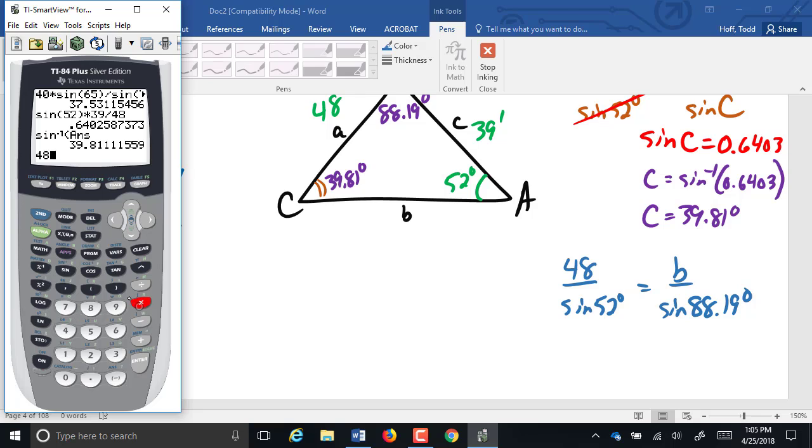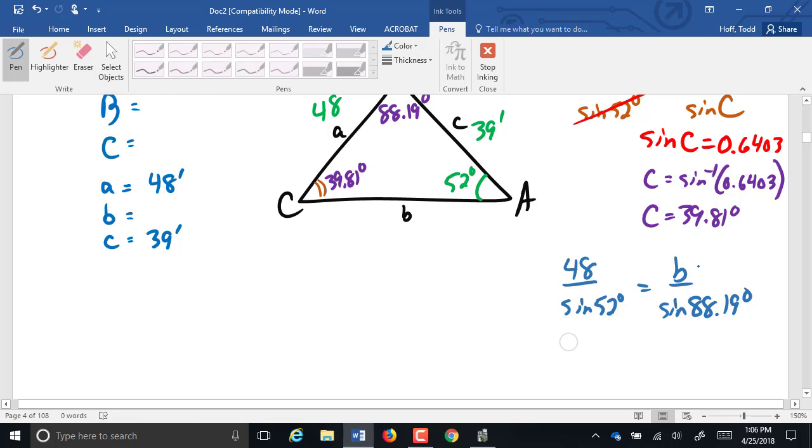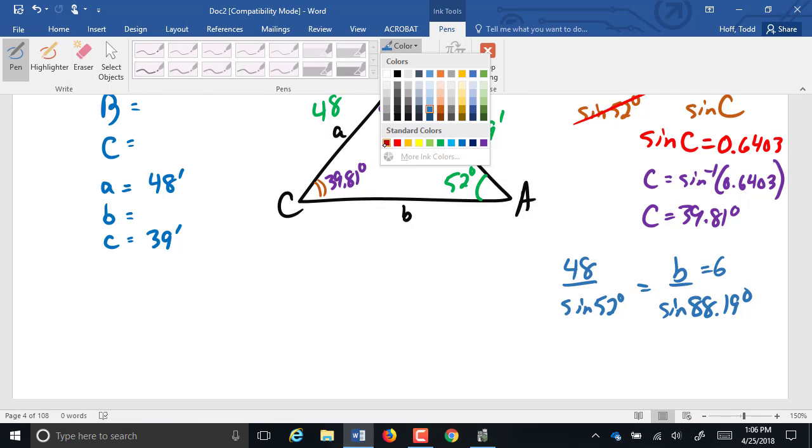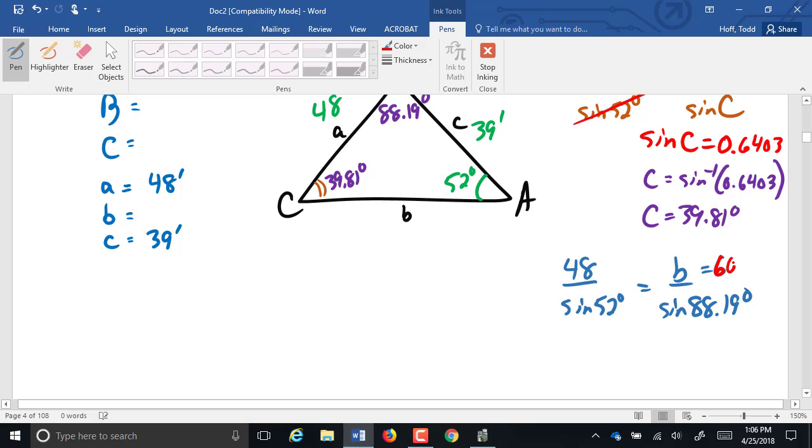So 48 times the sine of 88.19 divided by the sine of 52 degrees. Get 60.88. Yes, it makes sense. That has to be the longest side.